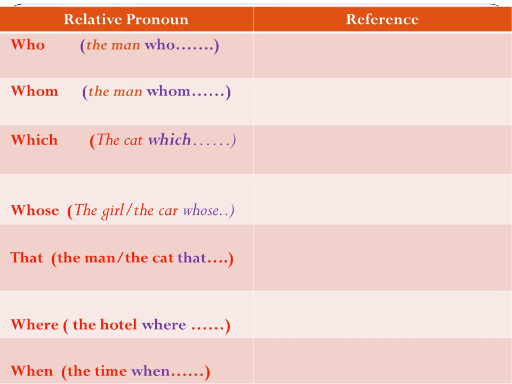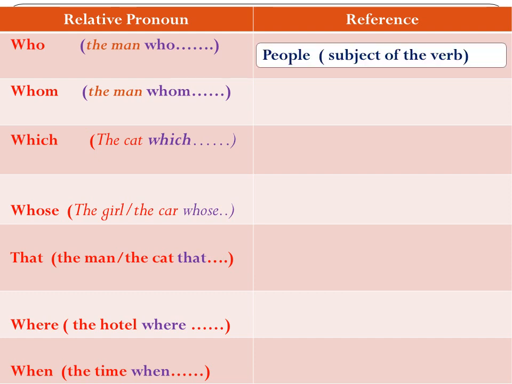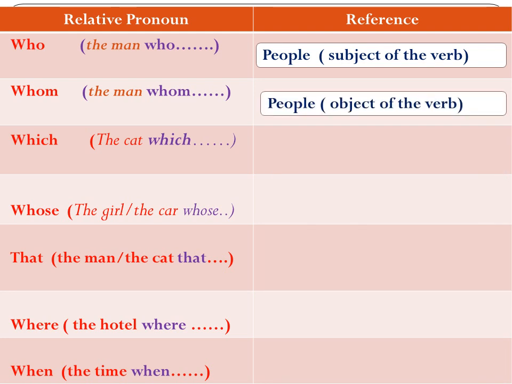So, we have relative pronouns and we have their reference. Example, who, the man who. So here, the relative pronoun who refers to, of course, people, the subject of the verb. Whom, the man whom. So whom refers to people, but in this case refers to the object of the verb. We are going to see this later in detail.